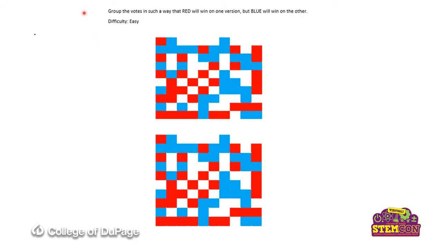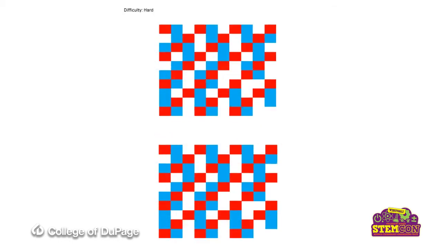So, group the votes in such a way that red wins on the top and blue will win on the bottom. And this one is easier than the second one. This one's a little harder. Red win on the top and blue win on the bottom.